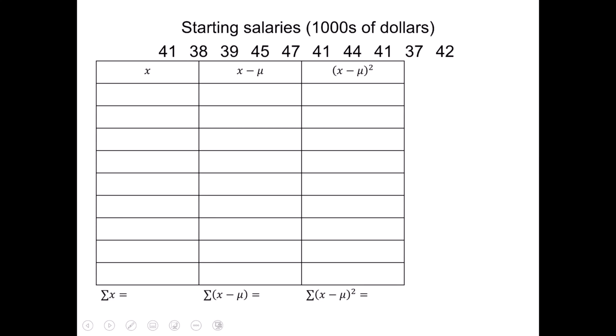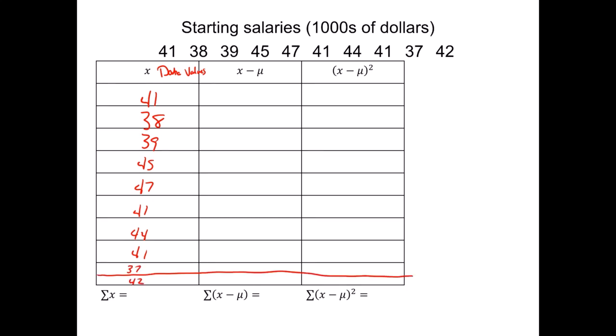So to start out, the first column, we're just filling in our x's. And remember, the x's are just your data values, right? So that's all that goes in the first column, just list out your data values. In this case, that's 41, 38, 39, 45, 47, 41, 44, 41, 37, and 42. So step one, just list out your data values.